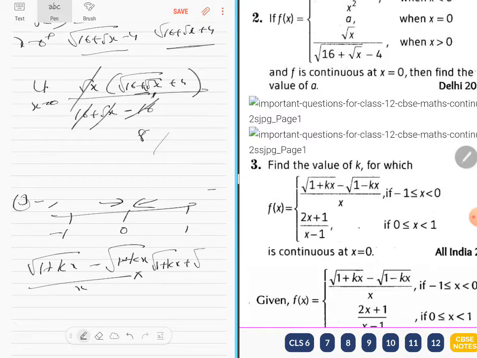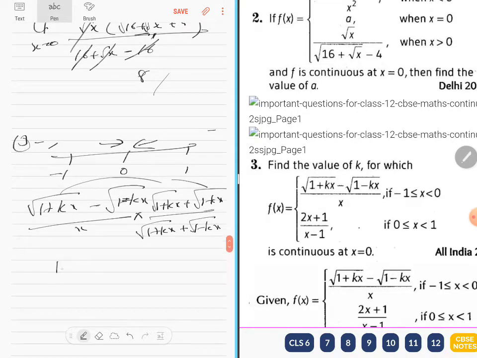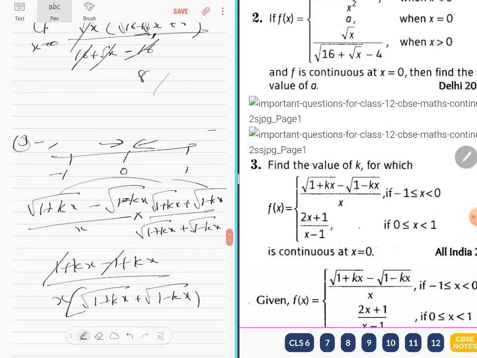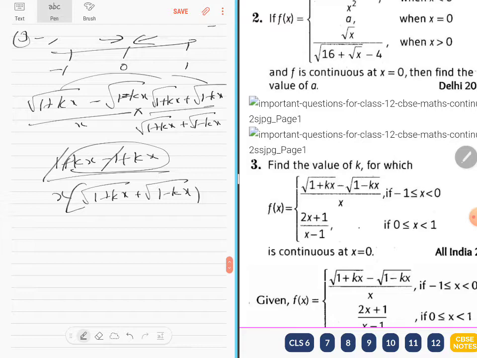Multiply by root of 1 plus kx plus root of 1 minus kx over root of 1 plus kx plus root of 1 minus kx. Can you see this is a square minus b square? So 1 plus kx minus 1 minus kx will be there, which will become 2kx, right? So 1 and 1 get cancelled. There will be x into this whole thing, root of 1 plus kx plus root of 1 minus kx. The x and this x will get cancelled. So you will be left only with 2k by root of 1 plus kx plus root of 1 minus kx.